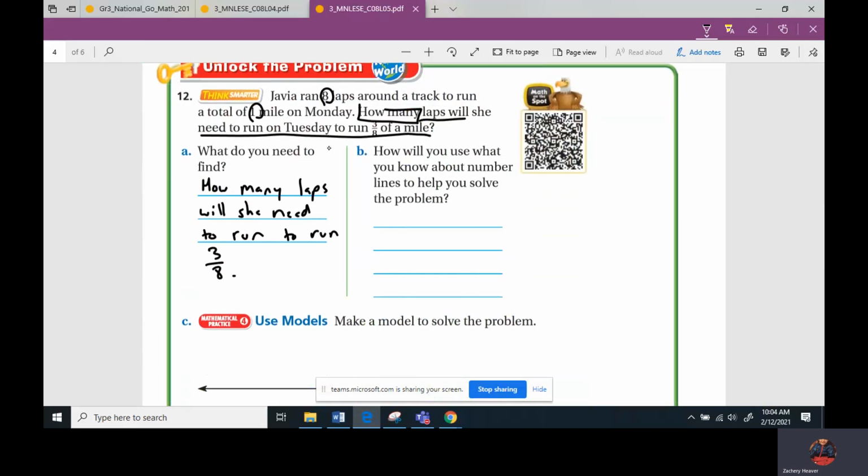So how will you use what you know about number lines to help you solve the problem? Well, draw a number line and divide it into 8 pieces because that's our bottom number. Okay, 8 pieces, into 8ths. So we will draw a line and divide into 8ths. Give you a second to copy this down.